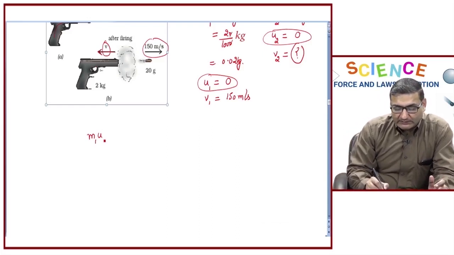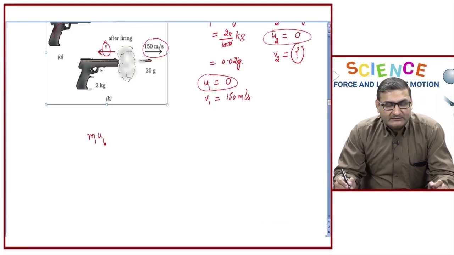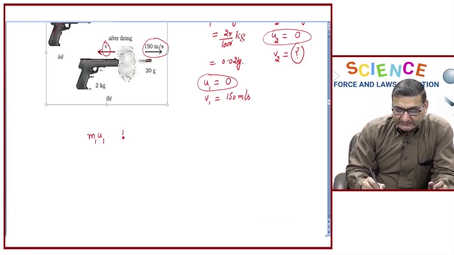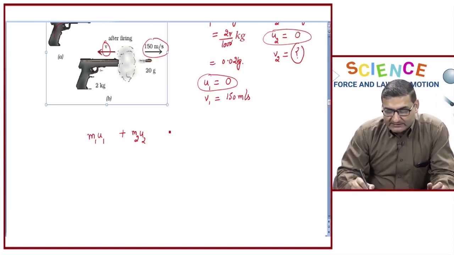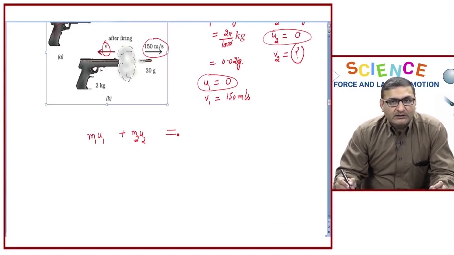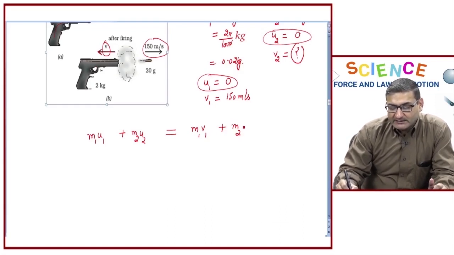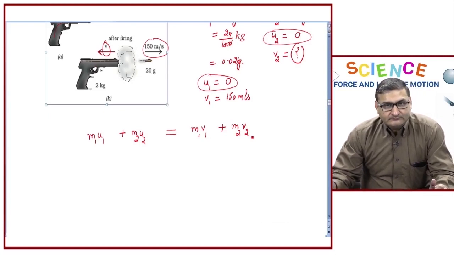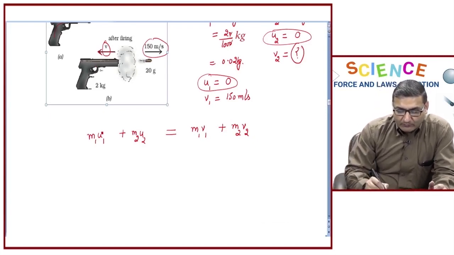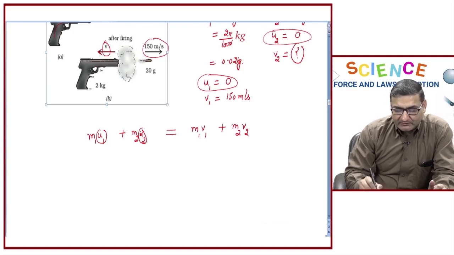It will be equal to the initial momentum of the bullet, which will be m1 u1, plus the initial momentum of the pistol, that will be m2 u2. This is equal to the total final momentum of the pistol and the bullet. The final momentum of the bullet is given by m1 v1 and the final momentum of the pistol is given by m2 v2. Got it? Now putting the values, we know that u1 and u2, the initial velocity of both, is given to be 0. So both will be 0. So we can write simply 0 here.